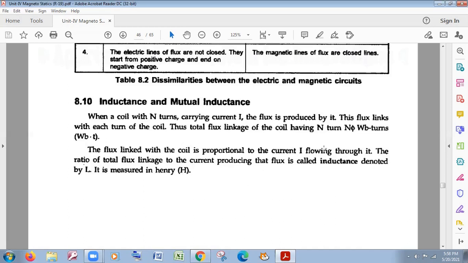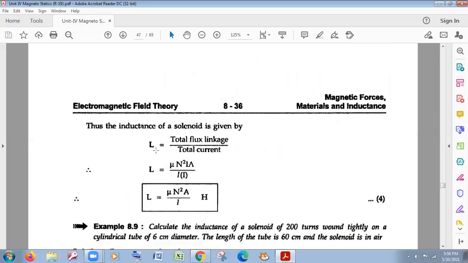What is the inductance here? The ratio of total flux linkage to the current producing that flux is called inductance, and it is denoted by L, measured in Henry. L is equal to the total flux linkage divided by the total current. What is the total flux linkage?